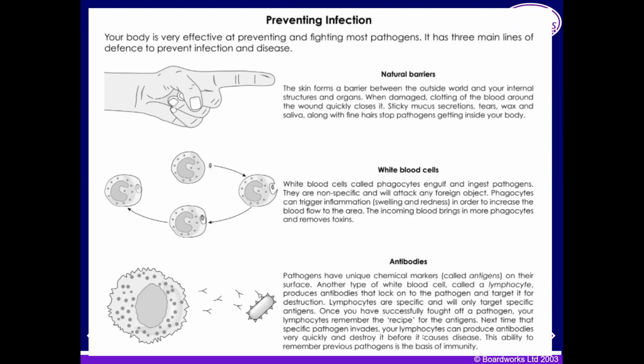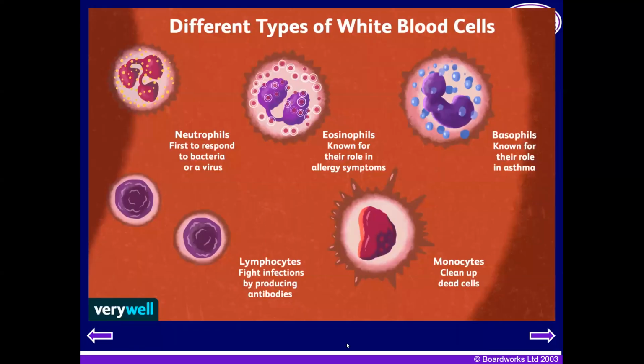So basically, destroying it before it causes disease. Okay, so white blood cells. There are a few different types of white blood cells. We just talked about white blood cells in general. Now there are neutrophils. These are the first things that respond to a bacteria or a virus.